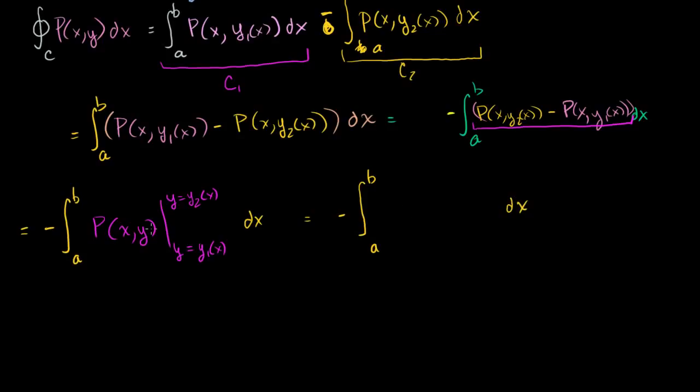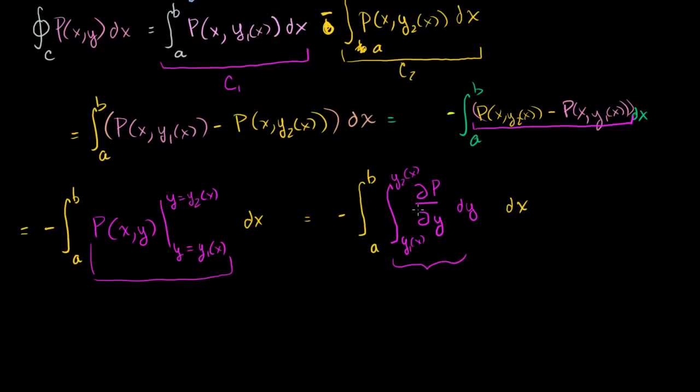This right here, if we assume that capital P has a partial derivative, is the exact same thing as the integral of the partial derivative of P with respect to y dy, the antiderivative of that from y1 of x to y2 of x. Now I want to make you feel comfortable that these two things are equivalent. To realize they're equivalent, you probably just have to start here and then go to that.